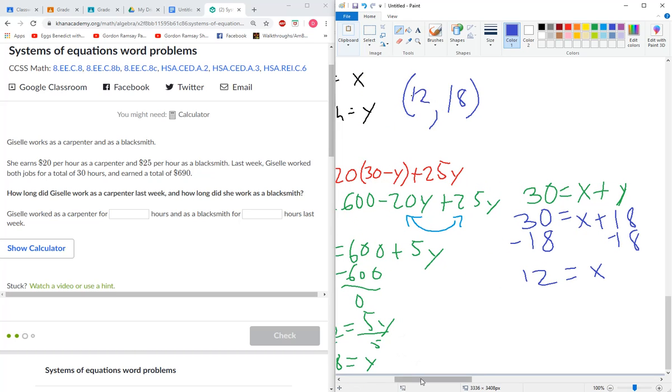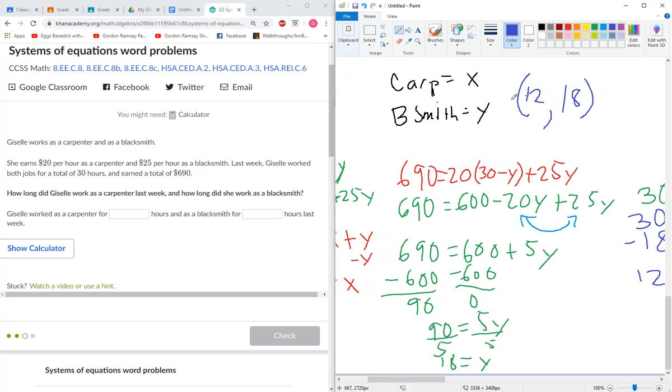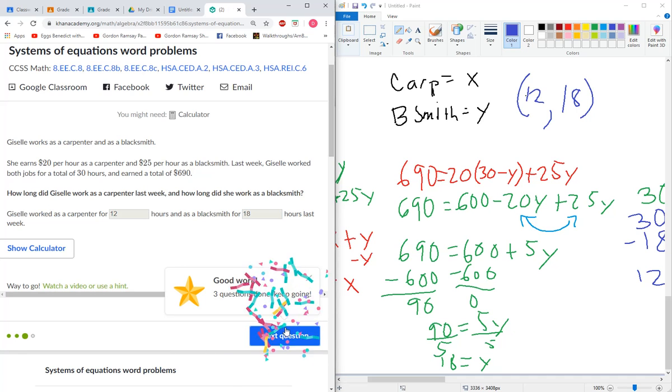So let's see. Carpentry hours is my x, so x is 12. Blacksmith hours is 18, that's my y. And good job. And that's it for today. If you have any more questions, feel free to bring them up at virtual hours.